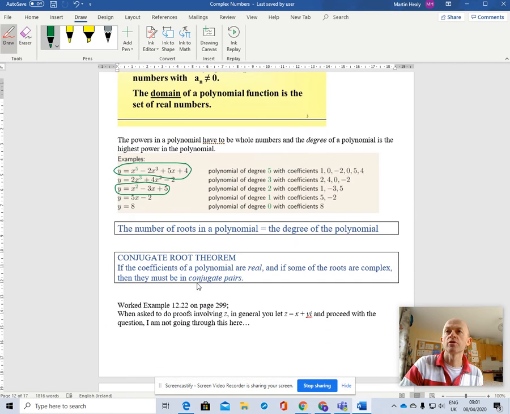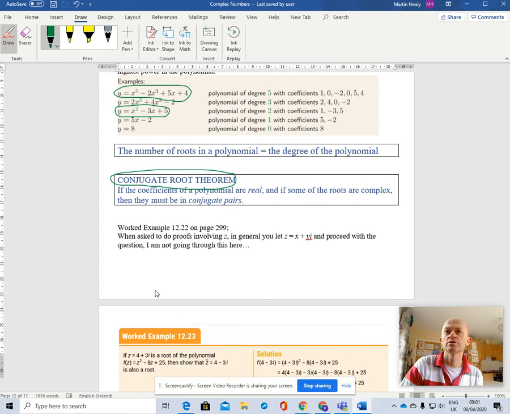So the number of roots in a polynomial equals the degree of the polynomial. And we refer to the conjugate root theorem here again. If the coefficients of a polynomial are real, and if some of the roots are complex, they must occur in conjugate pairs.